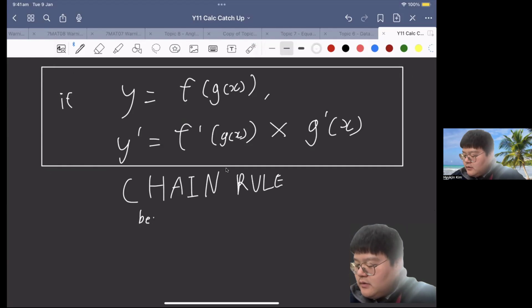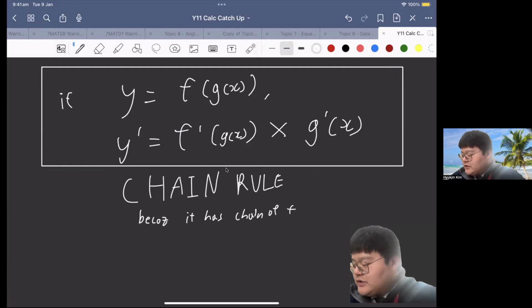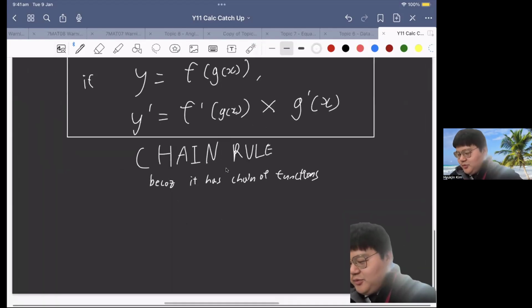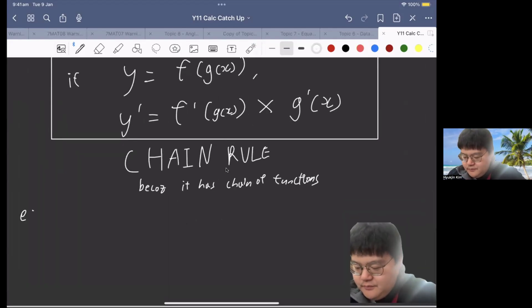Because it has a chain of functions. Like we just gotta keep chaining them up. We do this and then we do that. And it just times and multiplies. So, example.